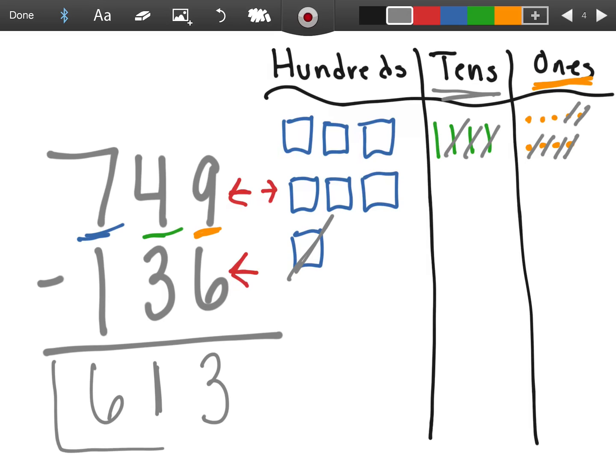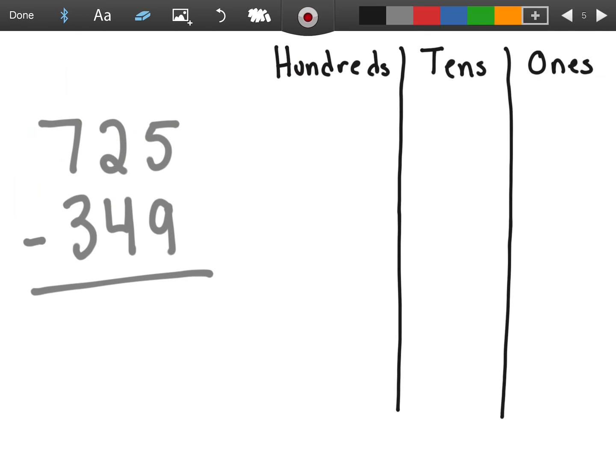So the reason I put this in here is because sometimes you're not going to have to regroup in either the ones or the tens. So as mathematicians, we have to understand that sometimes we're just going to regroup in the tens, sometimes we're going to regroup in the hundreds, and sometimes we're not going to regroup at all. So I just wanted to show you that because on today's math work, I don't want you to be robots. Sometimes you don't have to regroup. So let's move on to another example and see if we have to regroup here.